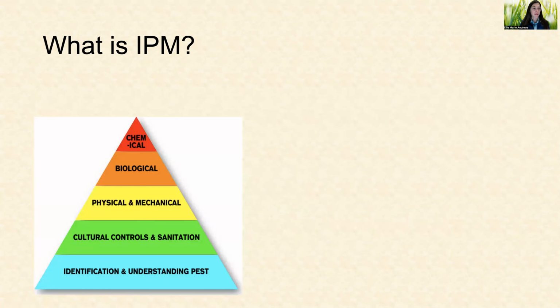And thinking about all of these different strategies in your toolbox, typically IPM has been thought of in this hierarchical triangle format. This is pretty common, in terms of how historically we thought about IPM. In this representation, you would start at the bottom with identification and understanding your pest first and foremost, which is really important. And then you can explore cultural controls, sanitation, physical and mechanical strategies, biological strategies, and then only if you really need them, looking at chemical strategies.